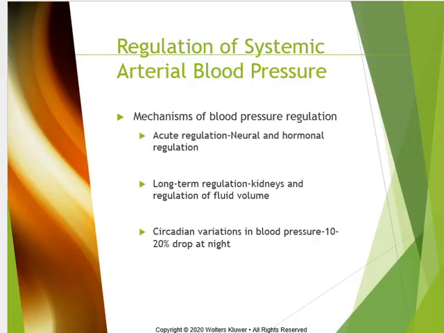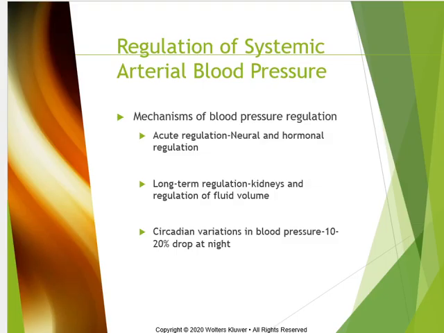Okay, so let's talk a little bit about the regulation of systemic arterial blood pressure. We need an extensive amount of regulation to keep our blood pressure at this homeostatic set point, right? There are a lot of different mechanisms that control this. There are some acute regulation pieces that are neural and hormonal, and then there's some more long-term regulation that's really driven by the kidneys and their regulation of fluid volume.